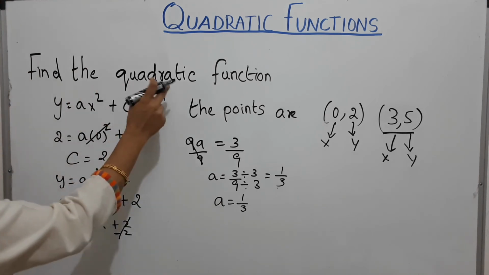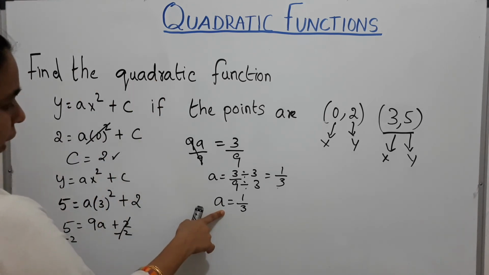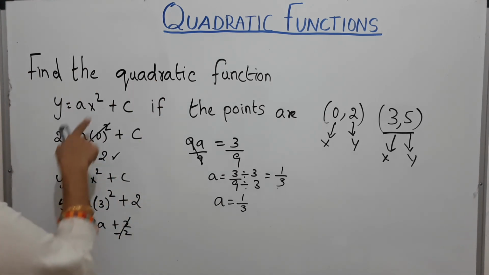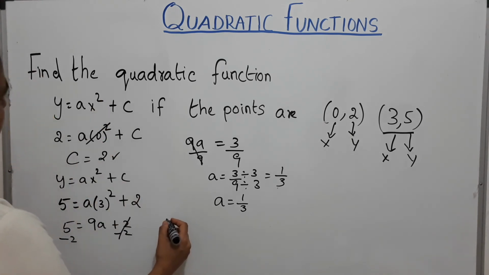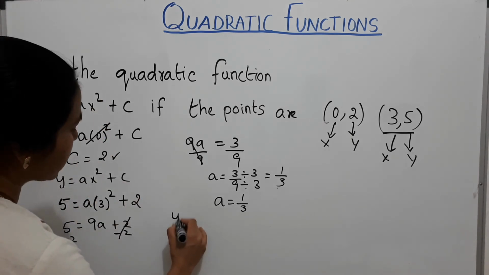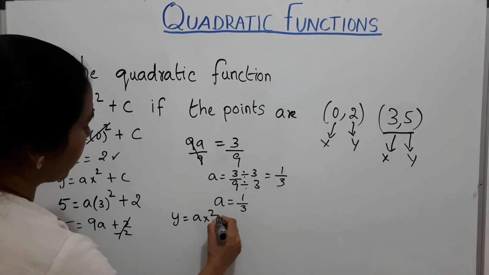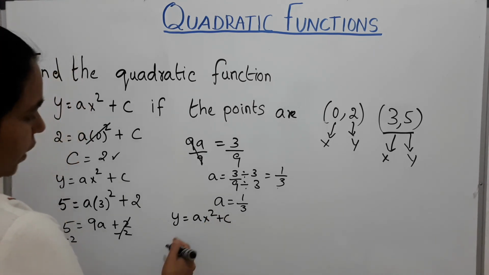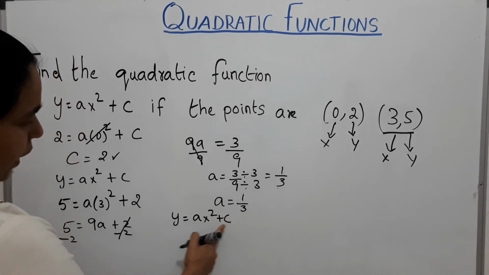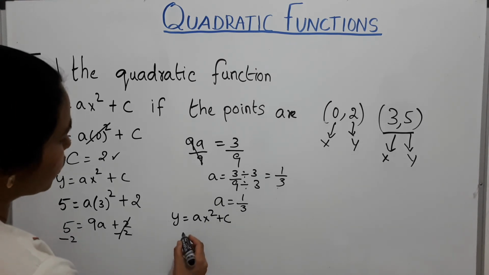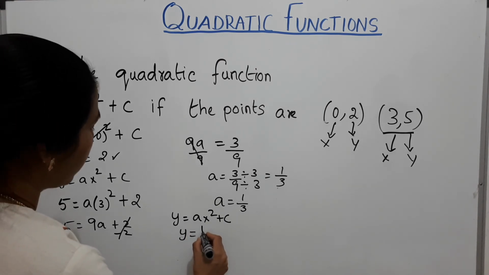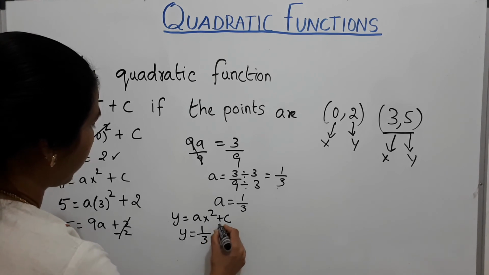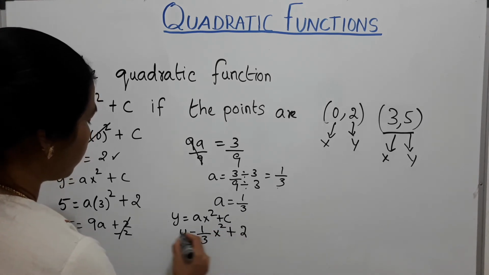Now you can write the quadratic function, because you know the value of A and also C. So you can write the quadratic function now. Y is equal to AX squared plus C. So A value is 1 over 3 and C value is 2. So Y equals 1 over 3 X squared plus 2.